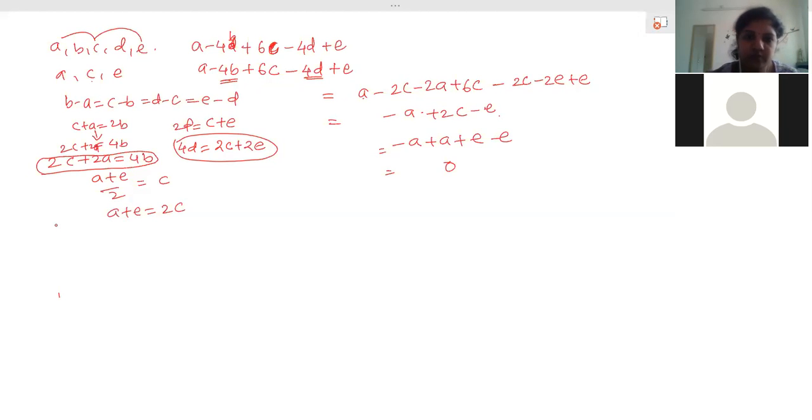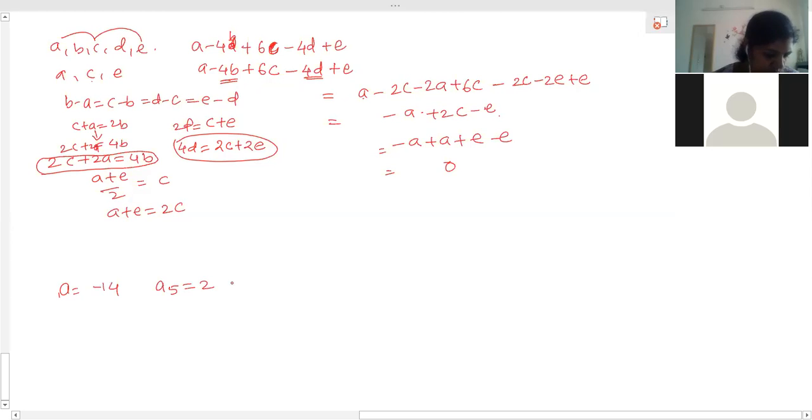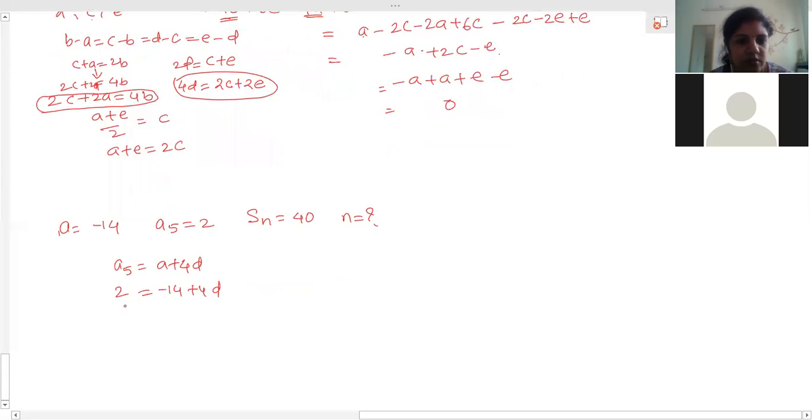First term and fifth term are given. That means A is given, minus 14. Fifth term is given, 2, and the sum of the terms, that is Sn, is given, 40. Find the number of terms n. So first, from A and A5 given, find out the D value. A5 is equal to A plus 4D. So this is 2 equals minus 14 plus 4d. So 16 by 4 is equal to d. So d is equal to 4.